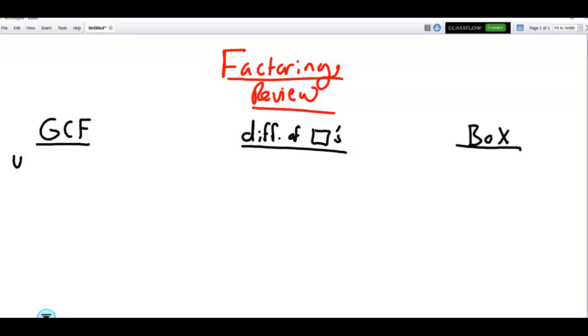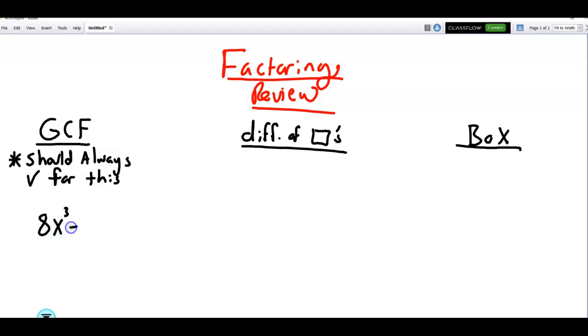Well, technically on every problem you should always check this. Oops, I misspelled always. Every problem you should always check for a GCF. So let me give you guys an example here.